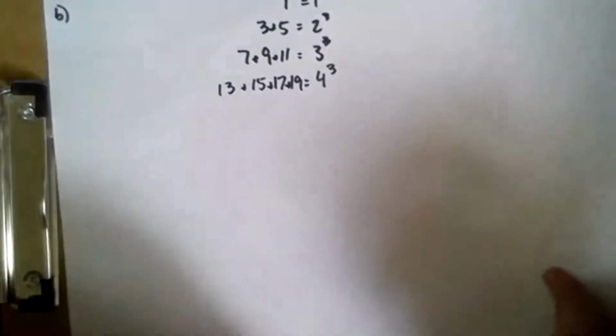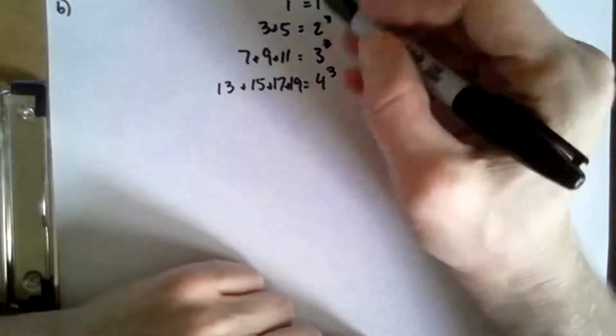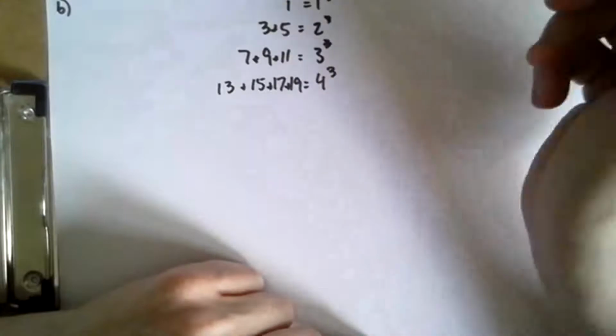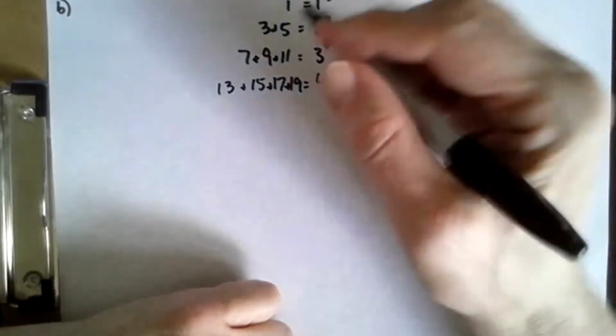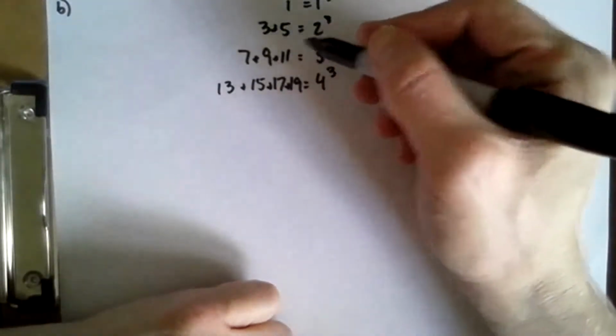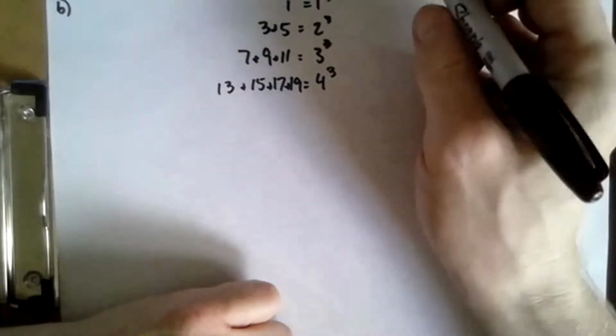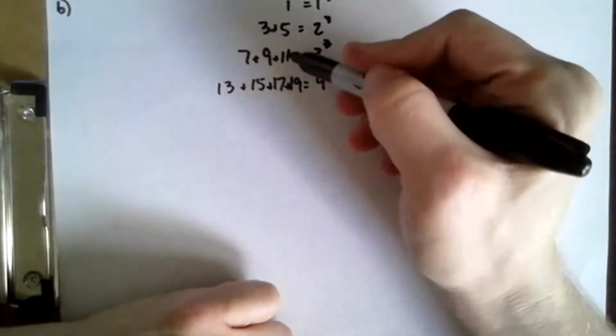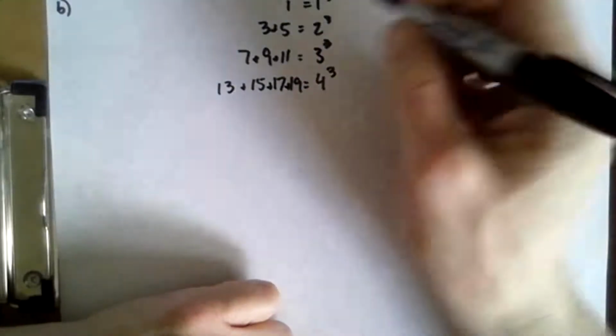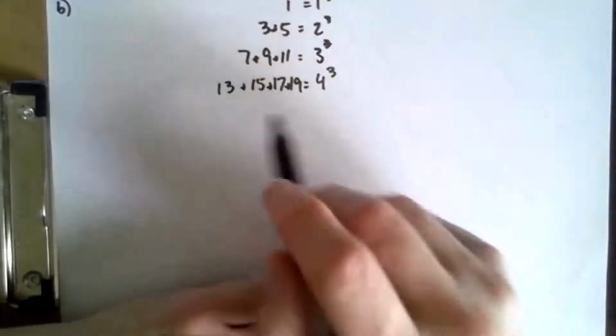Our next set of patterns, we've got 1 equals 1 cubed, 3 plus 8 equals 2 cubed. We can think about that for a second and see it's true. And 7 plus 9 plus 11 is 3 cubed. That's good. 7 plus 11 is going to be 18 plus 9 is 27, which is 3 cubed.